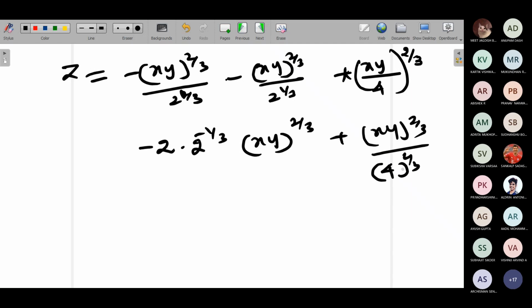Ma'am, actually you can simplify it to a single term, but that's going to be hectic. So I'll get 1 minus 1 by 3, 3 minus 1, 2 by 3. So again, I'll get 2 by 3 only here also.